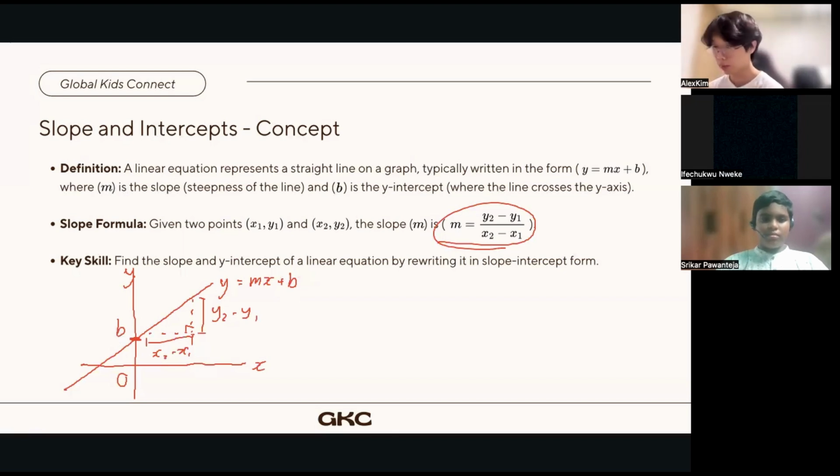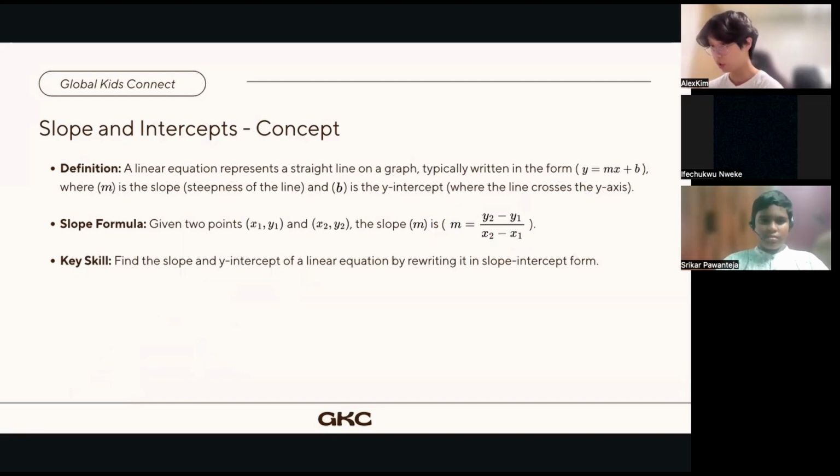So it's very simple and something to memorize for the SAT Digital Mathematics. A key skill for questions related to slope and intercepts is that you should find the slope and y-intercept of a linear equation by rewriting it in slope-intercept form. We will now take a look at an example of this. If you need time to write down notes, please feel free to tell me, and I'll give you some time.